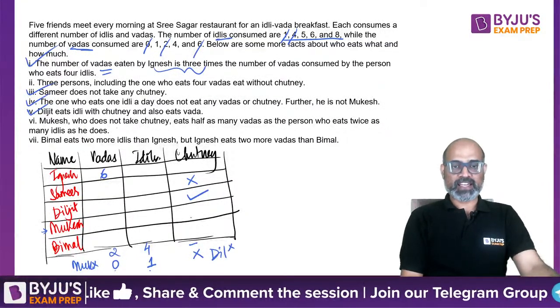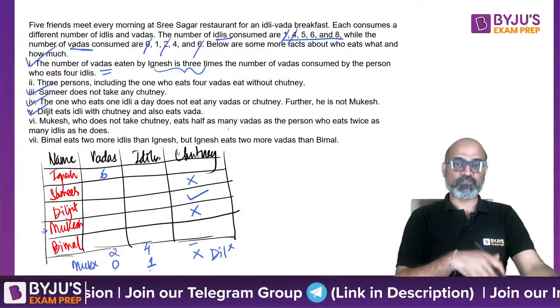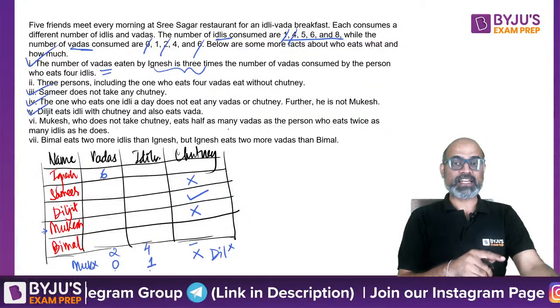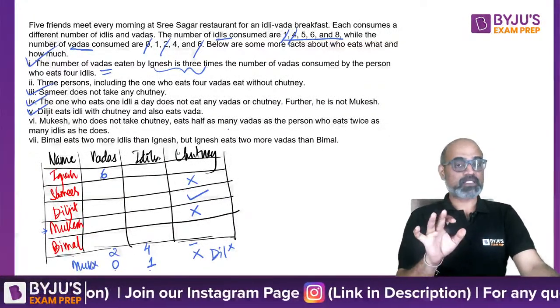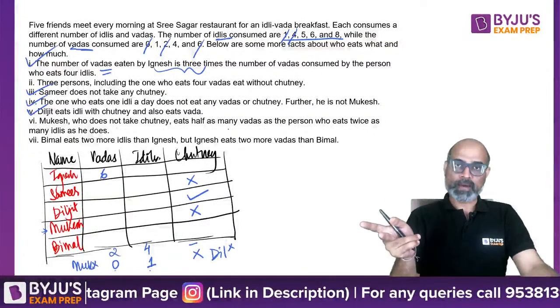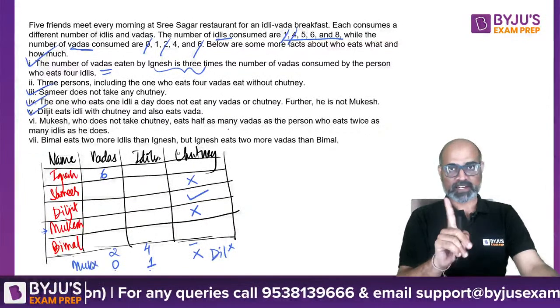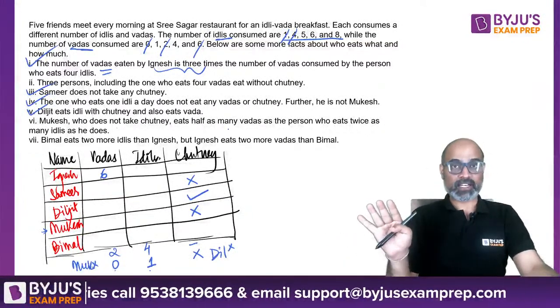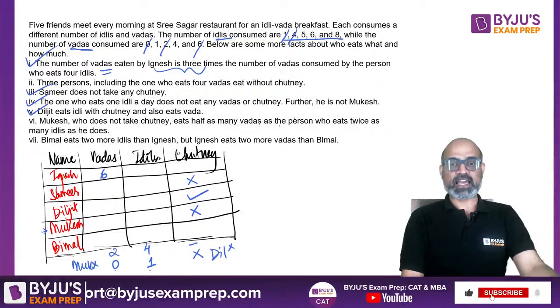Mukesh, who does not take any chutney, eats half as many vadas as the person who eats twice as many idlis as he does. So we need to understand this part. So there are 2 comparisons happening about idlis and vadas. So we will only look at one comparison at a time. We're not going to read now the entire statement. Mukesh eats half as many vadas as somebody.